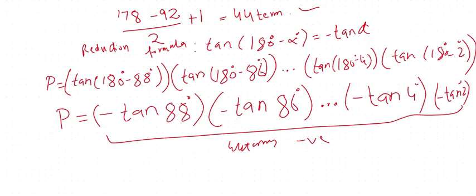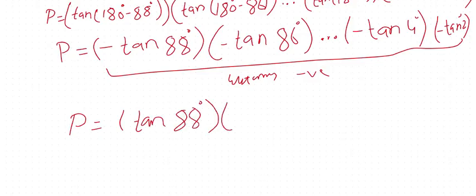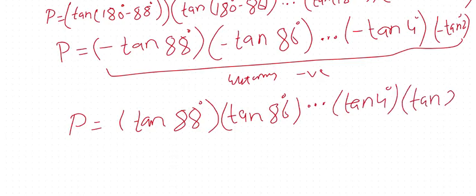What do we write next? P equals tan. Because we have an even number, 44, of negative signs, when we multiply all the negatives it becomes positive. So we get tan 88 degree, tan 86 degree, and so on, tan 4 degree and tan 2 degree. The product is positive.